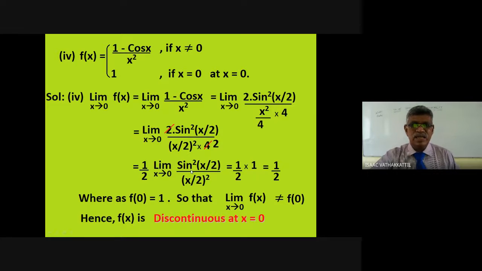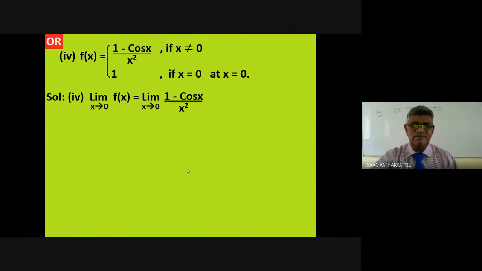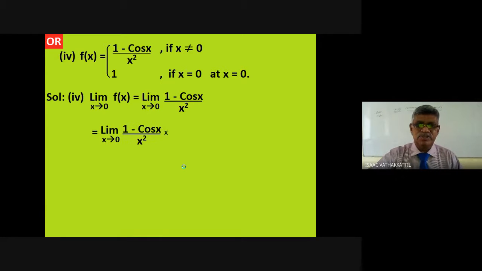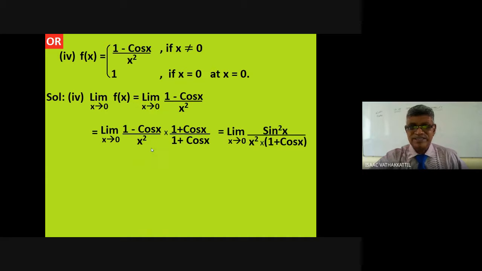Now, as I told, this limit can be obtained in a slightly different way also, if it is comfortable for you. For (1 minus cos x) upon x squared, I can multiply and divide with (1 plus cos x). When I multiply with 1 plus cos x, the numerator becomes (a minus b)(a plus b), which is a squared minus b squared. That is 1 minus cos squared x, which is sin squared x.